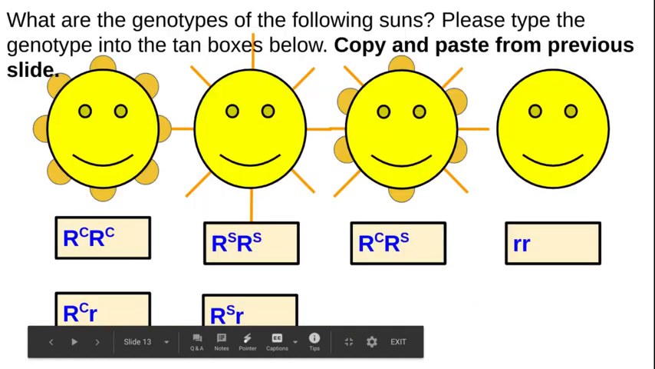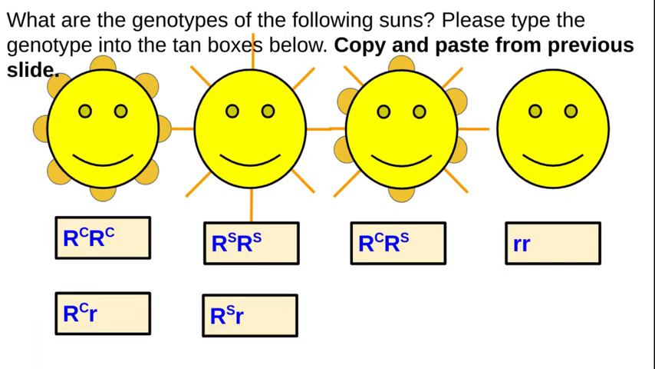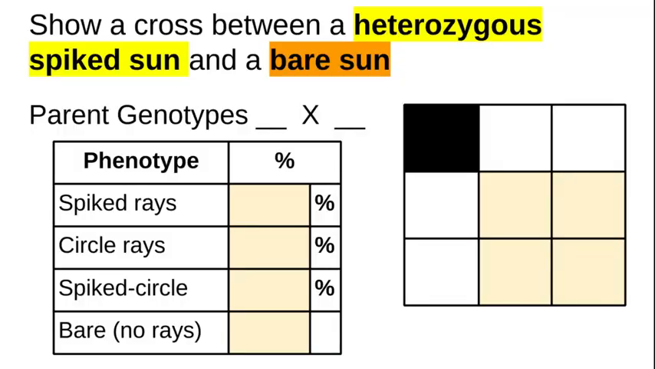Last one is smiley suns. It's the same concept, except now we have 2 types of rays. So we have circle rays, spiked rays, and then a bare sunny. And there are 2 examples for that as well. Again, the same thing. Put in your parent genotypes. If you want to do your Punnett square on paper and just put your percentages in, that's fine. Or you can copy and paste it into the Punnett square on the slide as well.